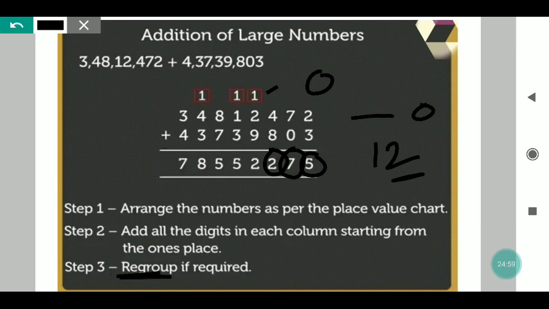Okay. Then 2 plus 9 is 11 and plus 1 is 12. So 2 we have written and again 1 carry. 1 plus 3 is 4 plus 1 is 5. Now 8 plus 7 is 15. 5 we will write and 1 we will take as carry. Here we have written 4 plus 3 is 7 plus 1, 8. 3 plus 4 is 7, so we have written 7. Done. Like this you have to do the addition.